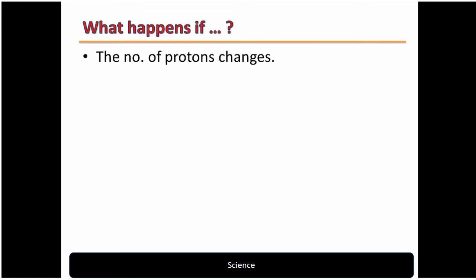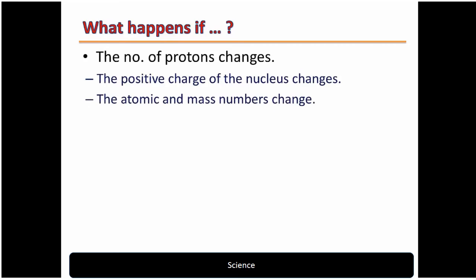What happens if the number of protons changes? The positive charge of the nucleus changes because the number of protons changes. The atomic and mass numbers change. And finally, the element changes into another element.